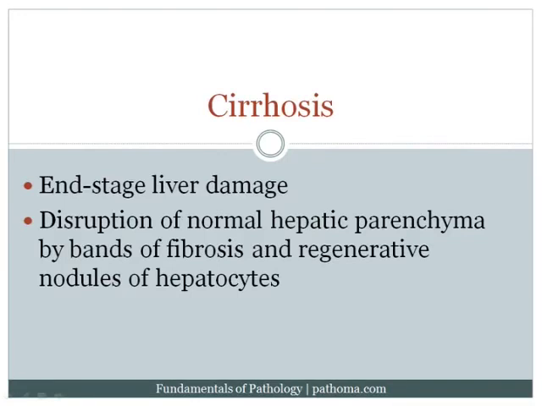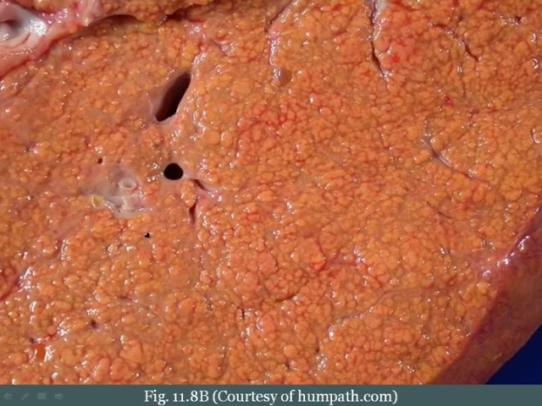The next set of disorders that we're going to cover are those that can lead to cirrhosis. Cirrhosis is end-stage liver damage, and it's characterized by disruption of the normal hepatic parenchyma by broad bands of fibrosis, and in between the broad bands of fibrosis are regenerative nodules of hepatocytes. Here's a picture of cirrhosis, and notice that you've got all these little circles of nodular tissue, and you can see in between them these are separated by bands of fibrosis.